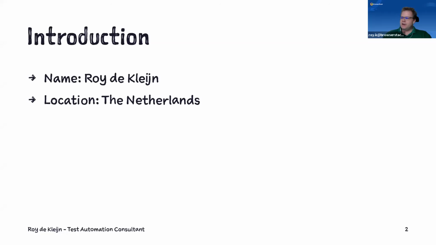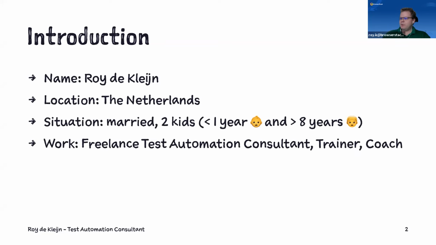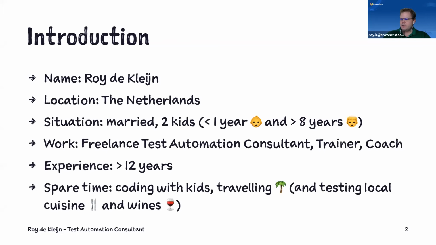Let me give you a few words to introduce myself. Like Jay said, my name is Roy de Klein. I'm coming from the Netherlands, a town called Utrecht. I'm married. I have two kids. One is 8 months old and the other one is 8 years old. For my living, I am a freelance test automation consultant, and next to that, I like to train and coach people. I have about 12 years experience, and in my spare time, I do coding with kids. I like to travel. Of course, now it's a little bit difficult with the pandemic, but I like to travel and taste local cuisine and wines as well.